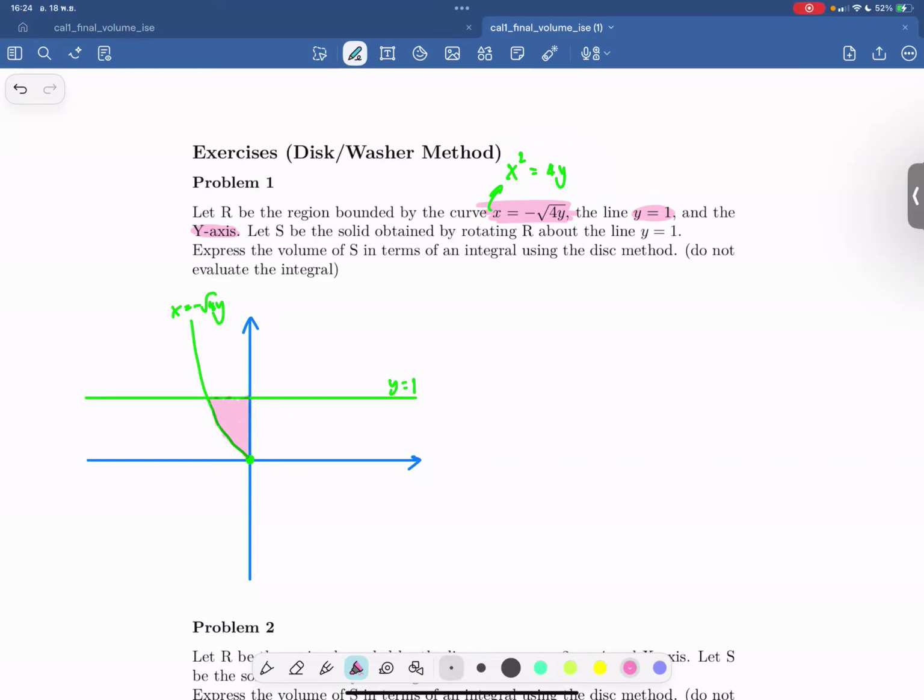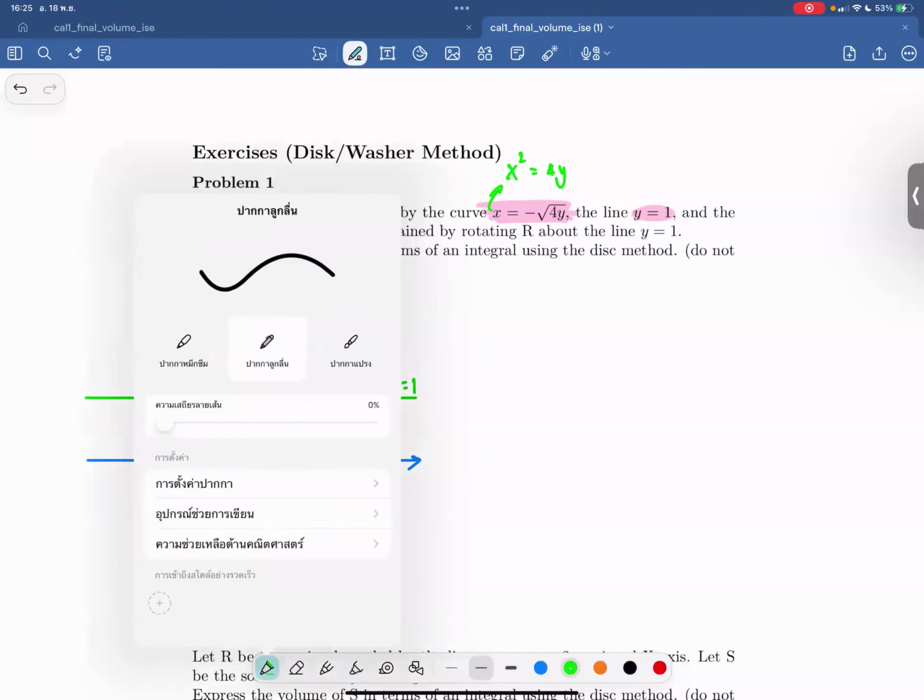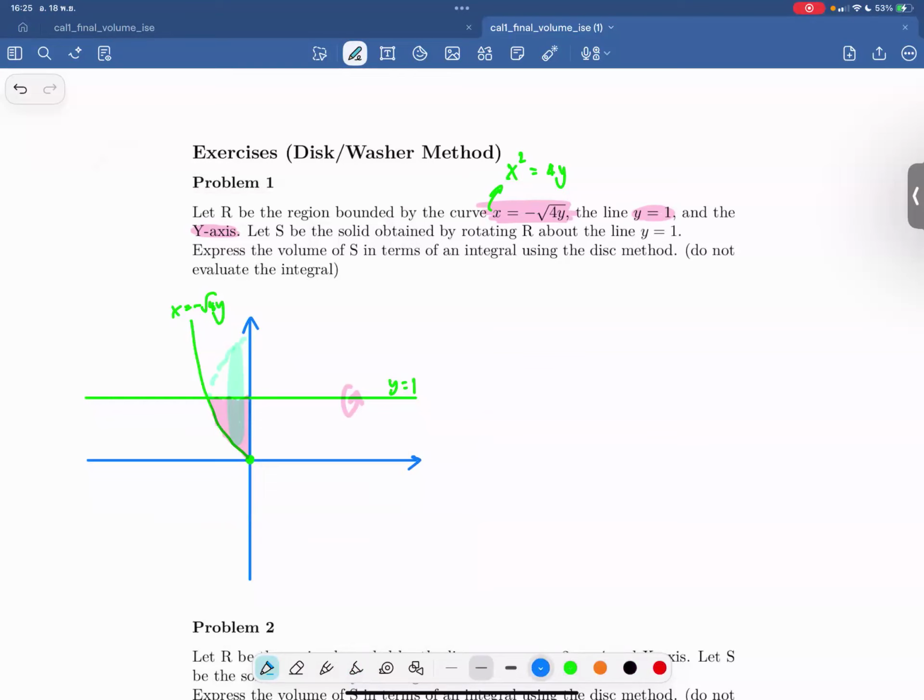We rotate about y equal to 1, so we will get a disc like this. So you may sketch your disc, and then you can find the radius easily. So the radius over here should be the function from here to here.